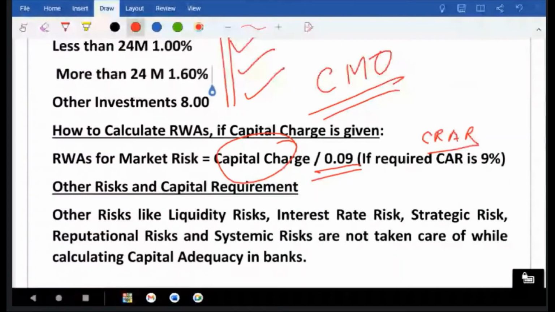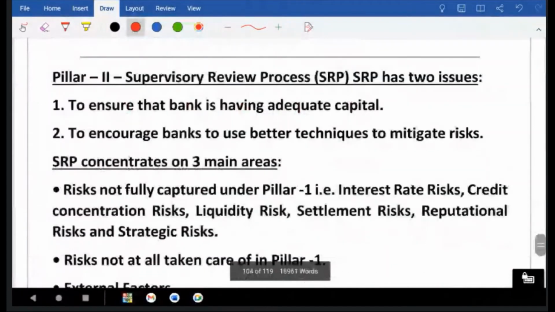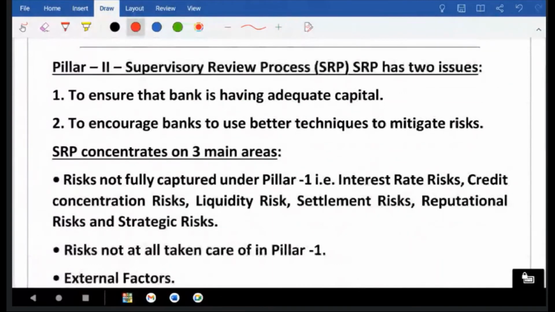Now we'll see Pillar 2, the Supervisory Review Process, SRP, which has two issues: to ensure that the bank is having adequate capital in the form of CRAR, and to encourage banks to use better techniques to mitigate the risk. Now the focus is on risk mitigation. So SRP concentrates on three main areas.